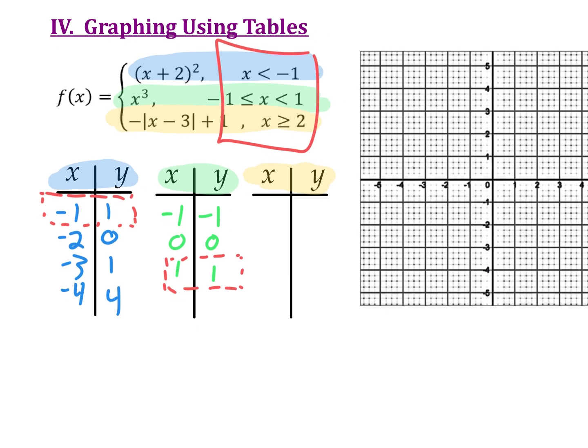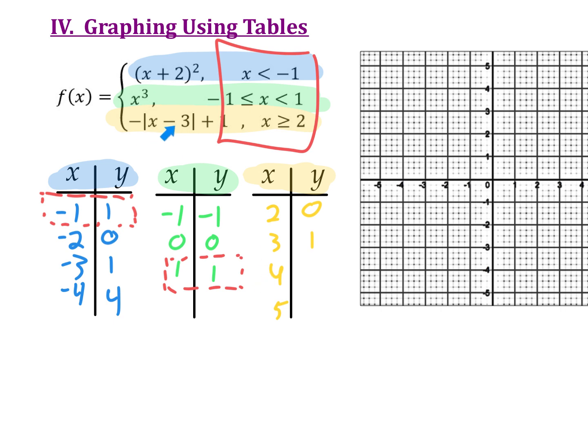And then lastly, x is greater than or equal to 2. So I'll have 2, 3, 4, 5. I'm plugging these values into this absolute value function. So 2 minus 3 is negative 1. Absolute value of that is 1. But there's a negative sign in front, so it's back to negative 1. Negative 1 plus 1 is 0. Plug in 3. 3 minus 3 is 0. Absolute value of 0 is 0. Negative 0 is 0. Plus 1 is 1.